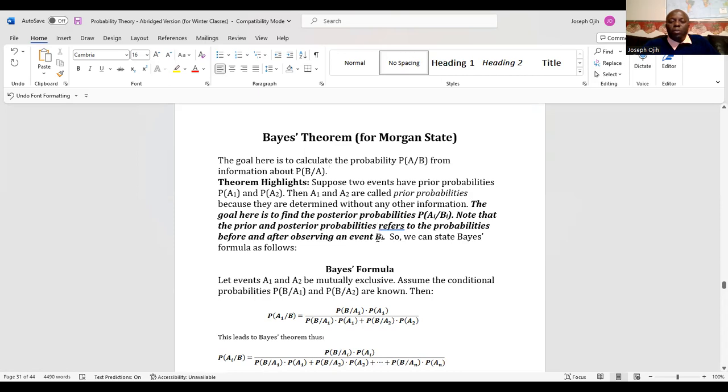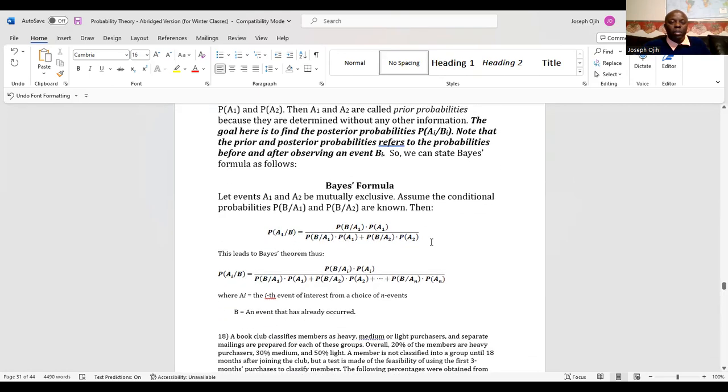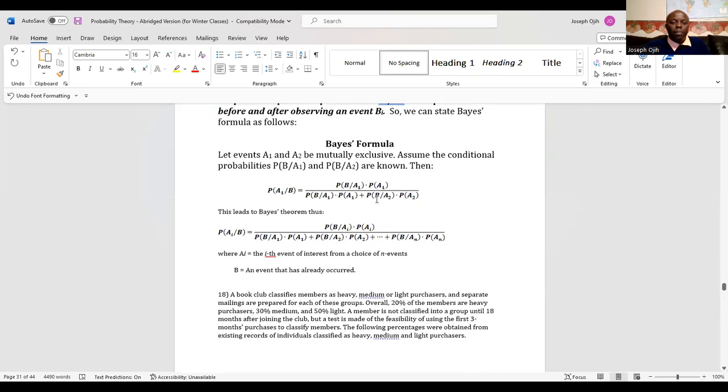Now, our goal, like I mentioned, is to find the posterior probabilities, P(Ai given B), and both the prior and posterior probabilities. When we say prior and posterior, I mean the probability before and after. Okay. So with this background information, we can now calculate the probability of the event using the Bayes formula.